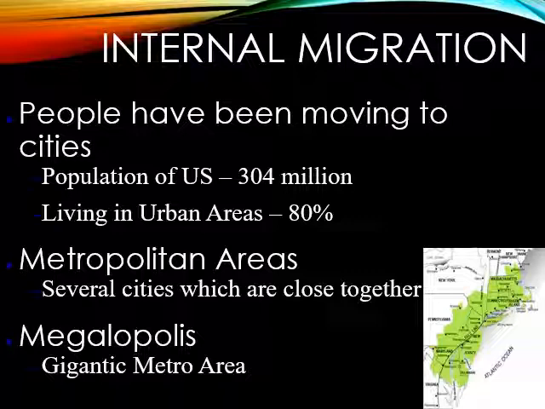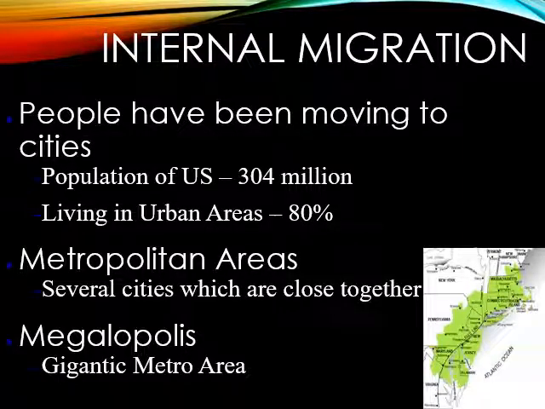And so the population of the United States is about 304 million people, approximately. It changes constantly, but as far as the percentage living in urban areas in cities, it is about 80% of the people in America.